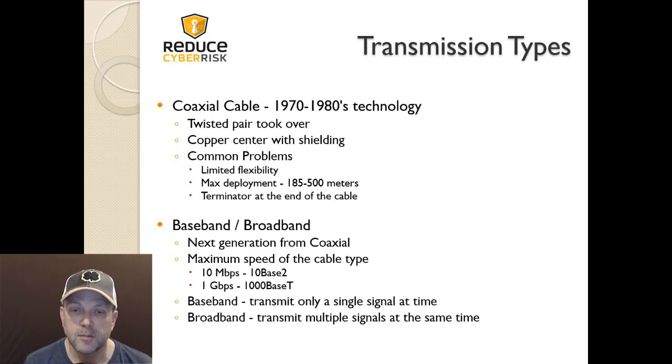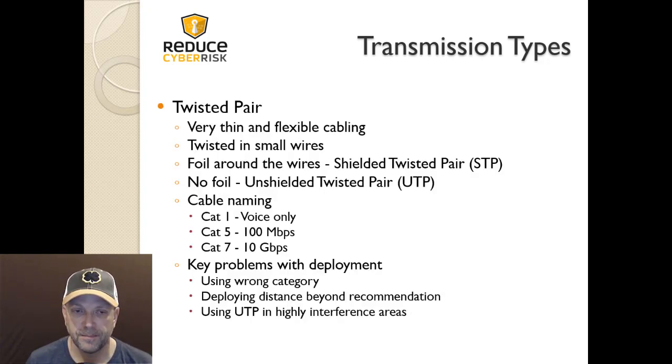Your baseband would transmit only a single signal at one time, and that's how baseband worked. So a signal would go out and the signal would come back, only one at a time. Broadband allows you to transmit multiple signals at the same time, which is really beneficial, especially as you have all this communication. It speeds things up quite substantially. It's not this send, receive, send, receive. There's sending and receiving basically at the same time. So that's where baseband and broadband come into play.